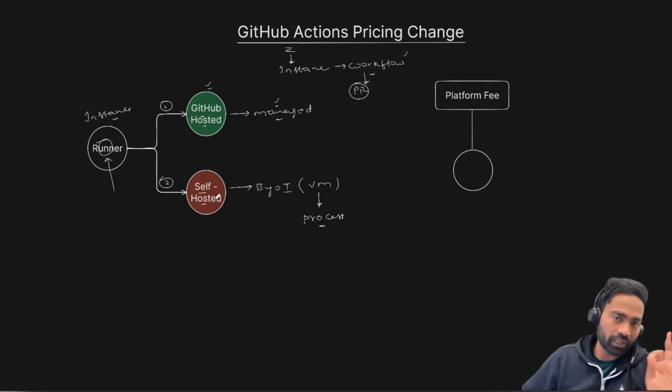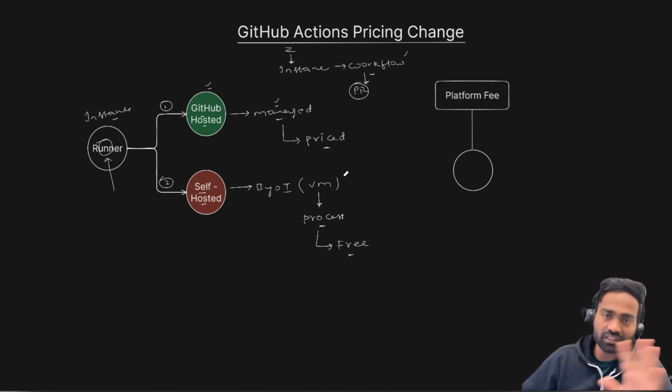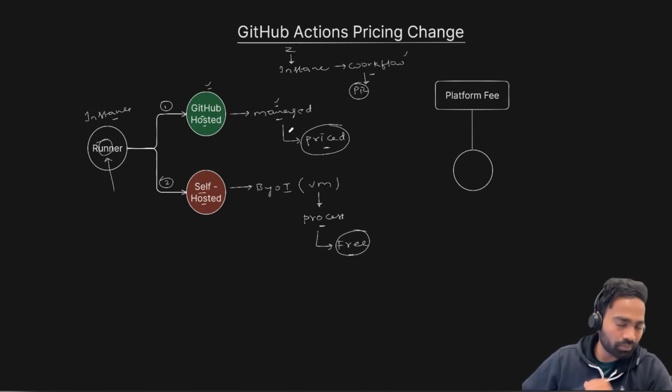Now, as of today, that is in 2025, GitHub hosted runners are priced. Basically, they are charged because GitHub is providing you the infrastructure, whereas self-hosted runners are absolutely free of cost. Of course, you have to create this virtual machine somewhere on AWS or Azure. So you will be charged for that. But from GitHub's point of view, self-hosted runners are free, whereas GitHub hosted runners are charged by GitHub.